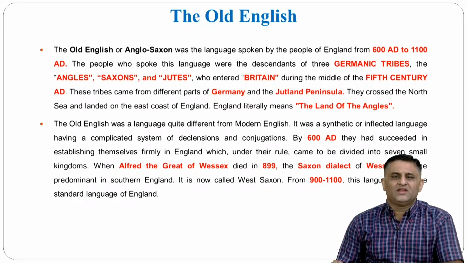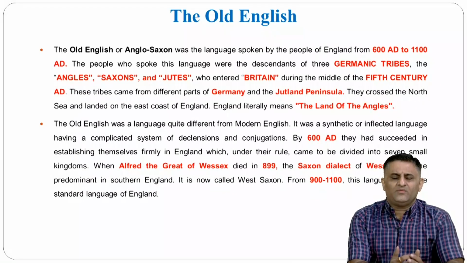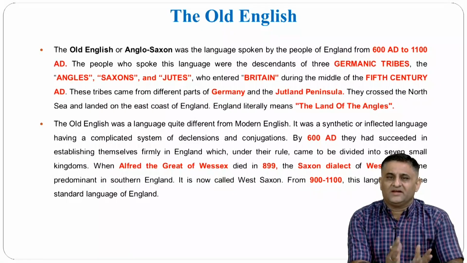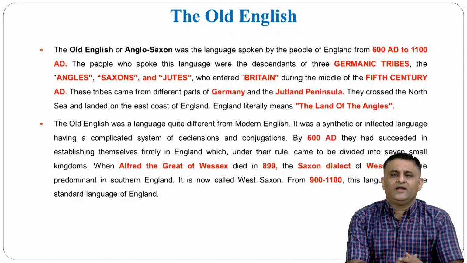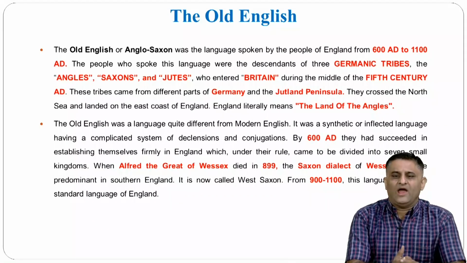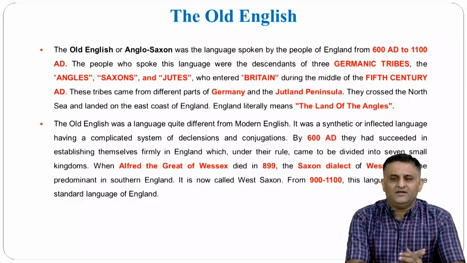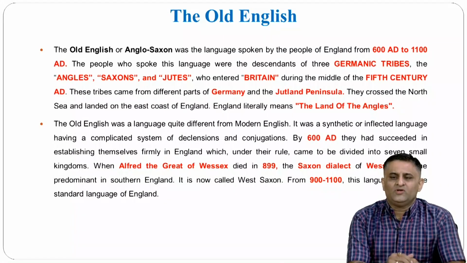So dear students, here you can see that when the Germanic tribes entered England, they settled down there, and from then onwards England is known as the land of Angles. But here one more important phenomenon also happened. By 600 AD, they had succeeded in establishing themselves in England, which under their rule came to be divided into 7 small kingdoms.